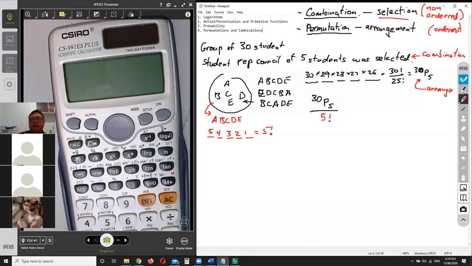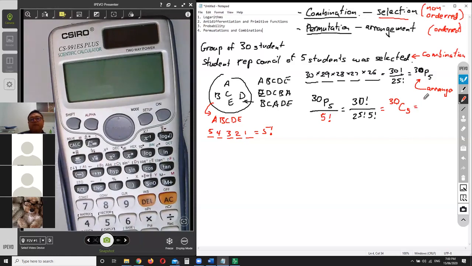Another way of writing this is 30 factorial over, now 30P5 is 30 factorial over 25 factorial, so 25 factorial times 5 factorial. So these two numbers add up to this number. Does that make sense? Yes. And so another way of writing it is 30C5.